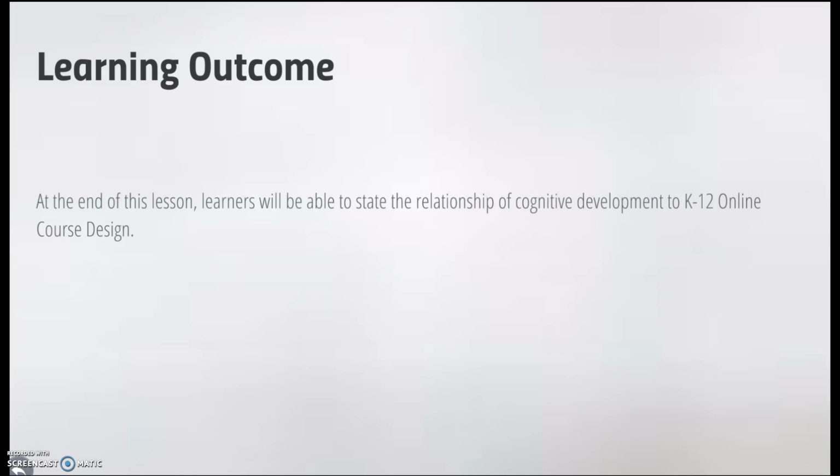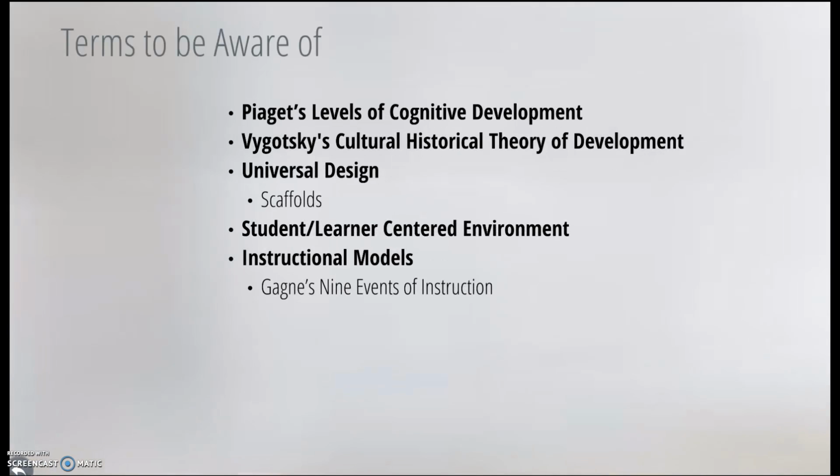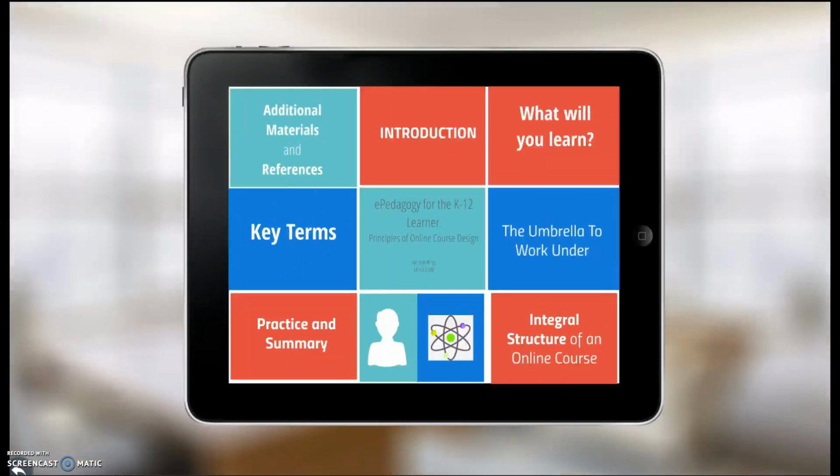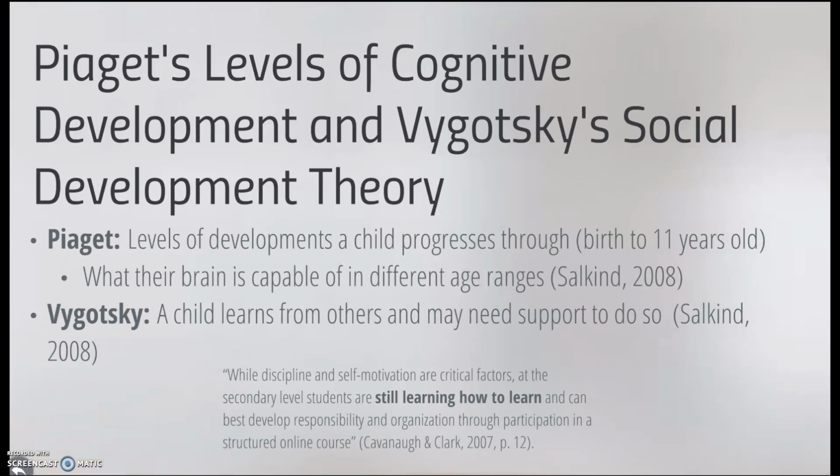At the end of this lesson, learners will be able to state the relationship of cognitive development to K-12 online course design. The following are some key terms you need to be aware of. We're going to get started with the umbrella in which you're going to work. So anything you design online, you're going to need to keep these two concepts in mind.